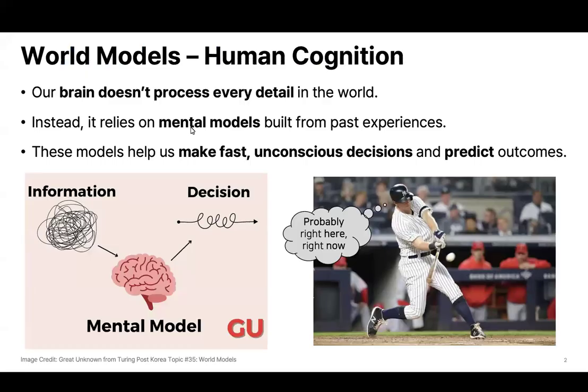Okay. I mentioned world models briefly last seminar, so today I'll explain the idea again briefly. World models are inspired by how human cognition works. Our brain doesn't process every detail of the world around us. Instead, it uses mental models. This is a simplified pattern from past experiences to make quick decisions in complex situations. So even before an event happens, our brain relies on this model and past actions and their outcomes to predict what's coming next.